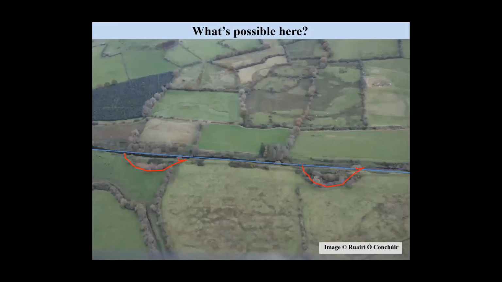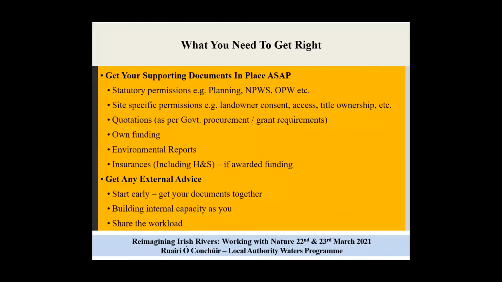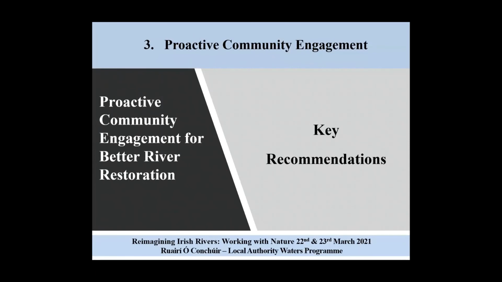What you need to get right, obviously, you need to get your supporting documentation in place. If it's an SAC, you need to get your planning, your permissions, you need to get site-specific permissions, you need to get funding, you need to get environmental assessments, you need to get external advice. Start early and engage.